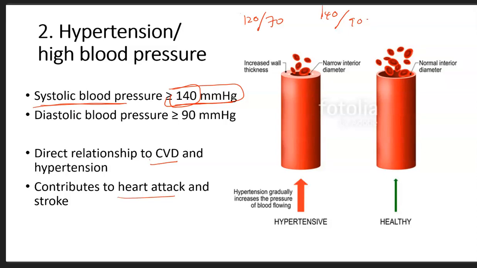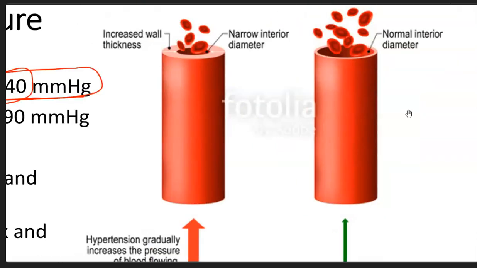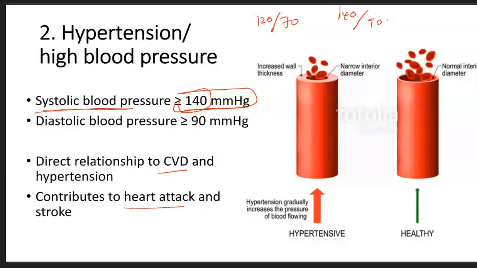Increase wall thickness. Okay, increase wall thickness. So ini normal healthy blood vessels kan. So tak ada formation of plaque whatever. So this can be due to the formation of plaque kan. So it narrows the blood vessels and causes high blood pressure. Okay, so that is high blood pressure. So kalau normal 120 over 70, kalau hypertension above 140 over 90.